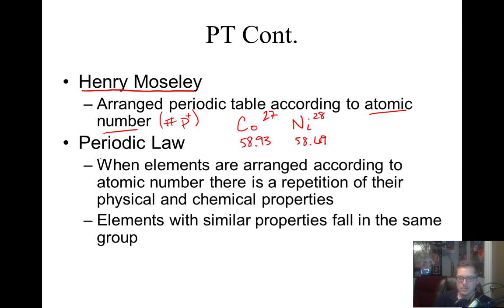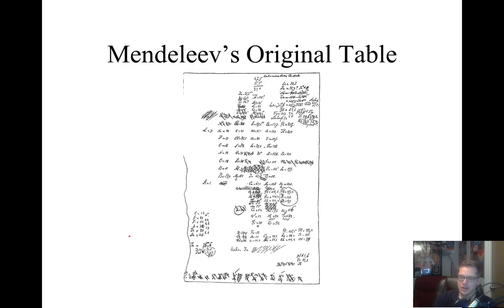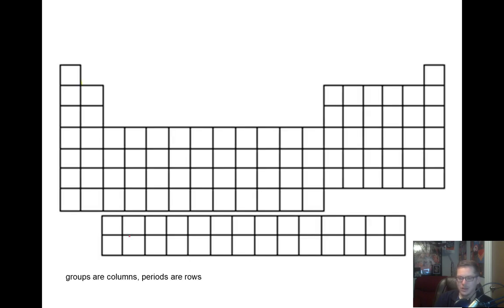But anyway, then we get this idea of the periodic law. This is very important. Essentially what it means is when we arrange the elements according to their atomic number and put them in groups based on those, we get a repetition in their physical and chemical properties. Elements that have similar properties fall in the same group. So remember, here's a picture of Mendeleev's periodic table. It's kind of nuts, right? Anyway, on our periodic table, remember, we've talked about this before, but these are the groups.